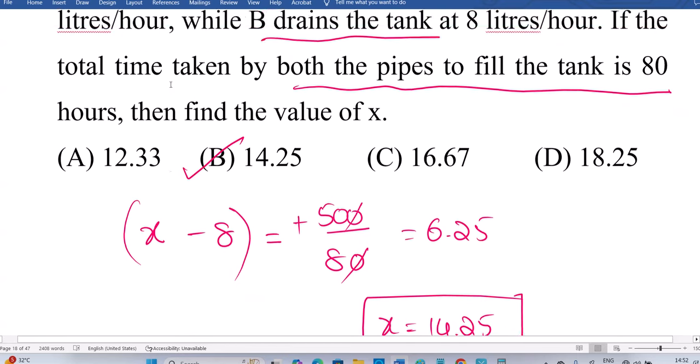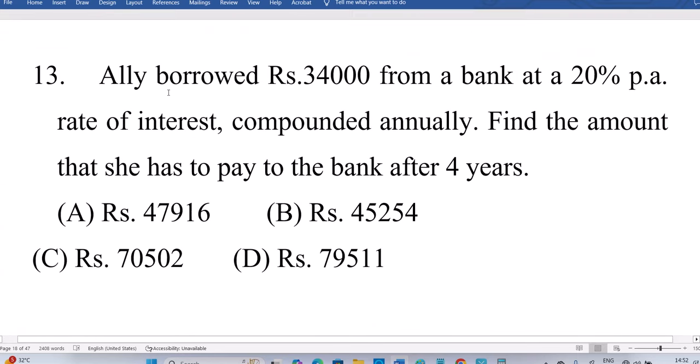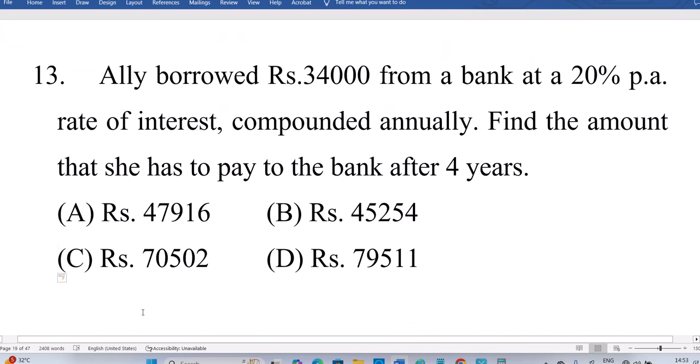Good. Now let's have a look at the next question. What topic is this? Simple interest and compound interest. Let me wait for your answers.